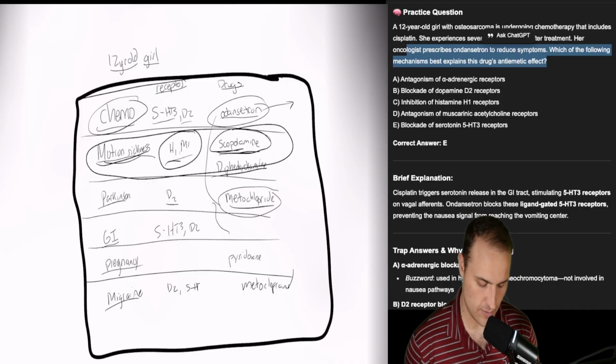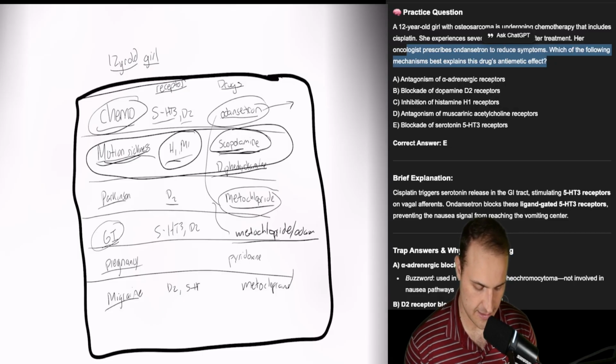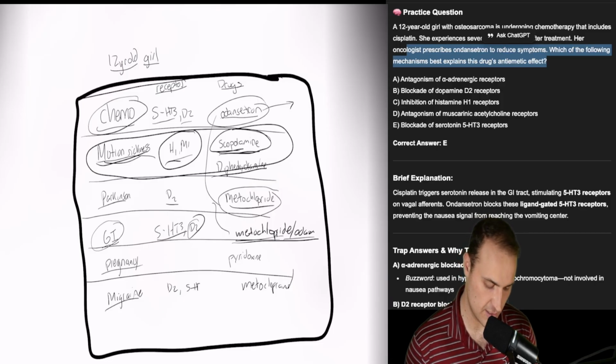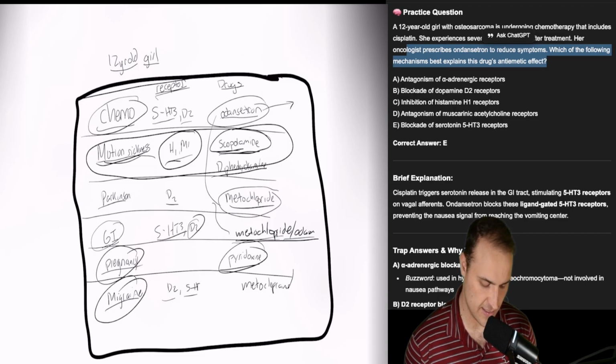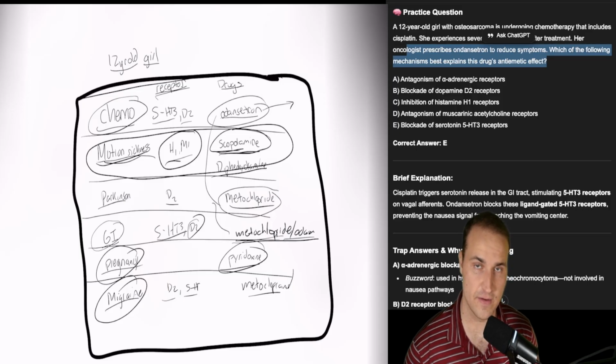Parkinson, D2, metoclopramide, which can also be used for your GI upset. Similarly, you could say you got the GI upset, you have to dance to feel better, but also metoclopramide because of that D2 action. You should know that it can help with the motility. Pregnancy, pyridoxine, it's kind of a mixed bag on the receptors there. And migraines use D2 and 5-HT, so metoclopramide is good. Also, prochlorperazine is used for the 5-HT and D2 class for migraine-related nausea.